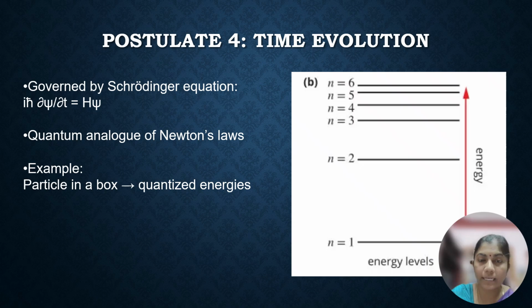The fourth postulate governs dynamics. It says the time evolution of the wave function is determined by the Schrödinger equation: i h-bar del psi by del t is equal to H psi. This is the quantum analog of Newton's law. If you know the Hamiltonian of the system, you can predict how the wave function evolves in time. For example, in a particle in a box problem, solving this equation gives quantized energy levels.